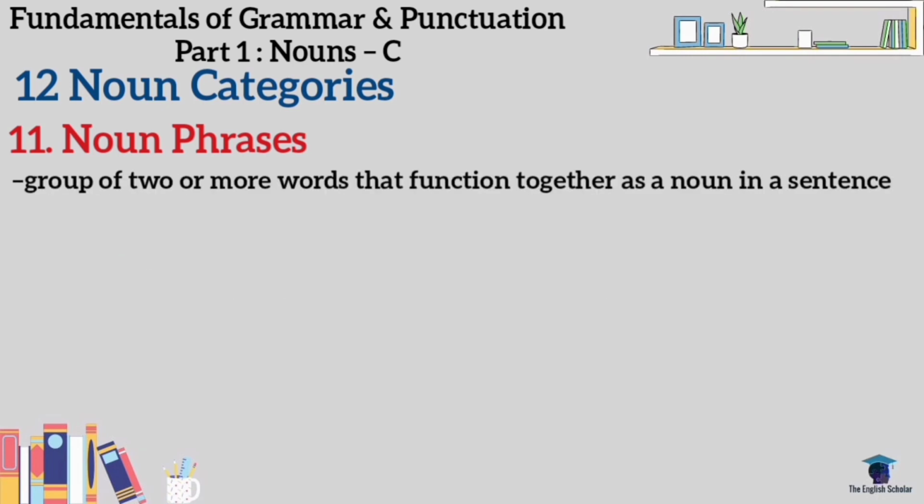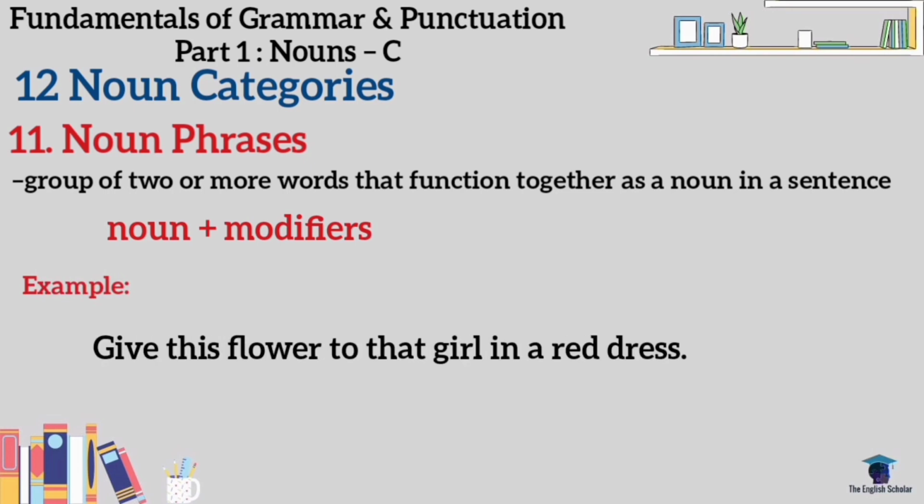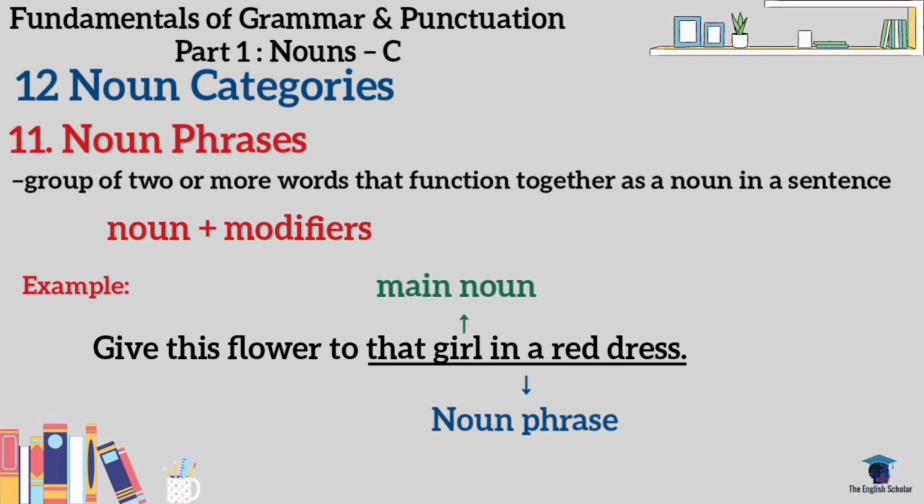A noun phrase is a group of two or more words that function together as a noun in a sentence. Noun phrases consist of a noun and other words that modify that noun. For example, give this flower to that girl in a red dress. That girl in a red dress is our noun phrase. The girl is our main noun, while that and in a red dress are our modifiers to the main noun.